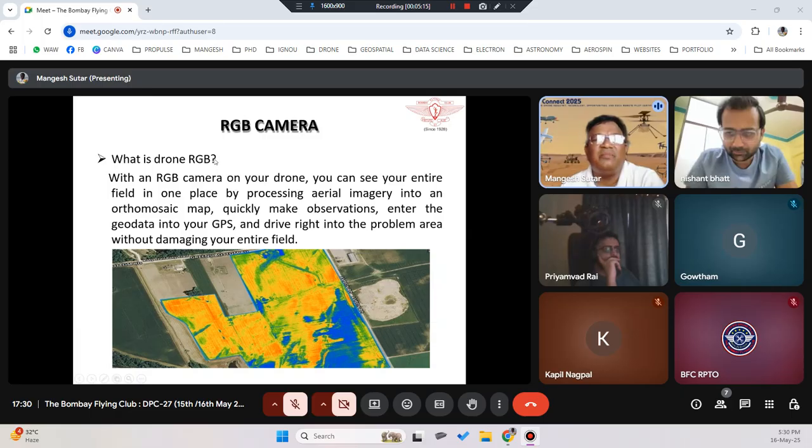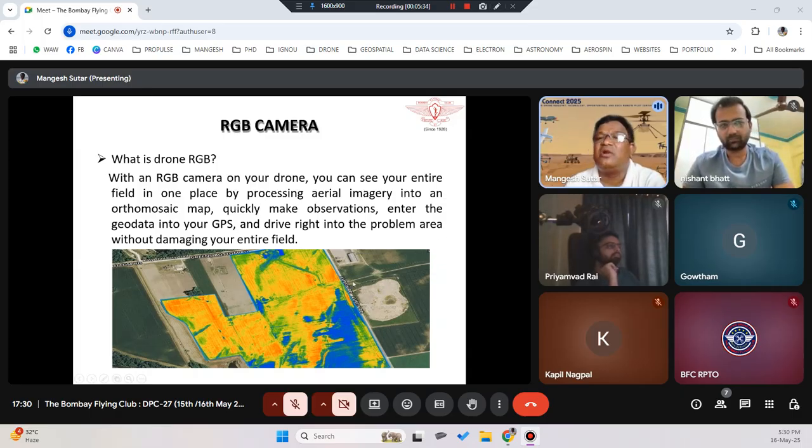Okay, so RGB camera. What is drone RGB? With the RGB camera on your drone, you can see your entire field in one place by processing aerial images into an orthomosaic map. Quickly make observations, enter the geodata in your GPS, and drive right into the problem area without damaging your entire field.